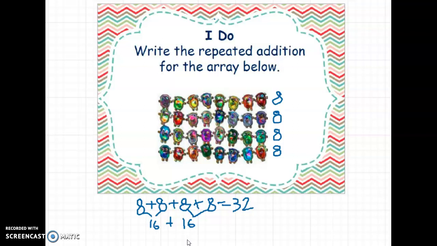Here's one reason why I really love arrays. Because you have the answer right in front of you. All you have to do is just count it. Just count them. Let's see. 1, 2, 3, 4, 5, 6, 7, 8, 9, 10, 11, 12, 13, 14, 15, 16, 17, 18, 19, 20, 21, 22, 23, 24, 25, 26, 27, 28, 29, 30, 31, 32. Okay, so we know our answer is 32. I'm going to go ahead and box my answer.